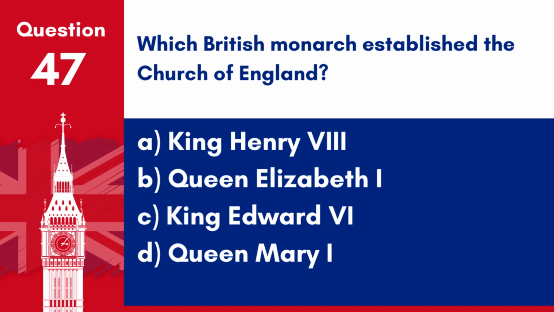Question 47. Which British monarch established the Church of England? A. King Henry VIII. B. Queen Elizabeth I. C. King Edward VI. D. Queen Mary I.